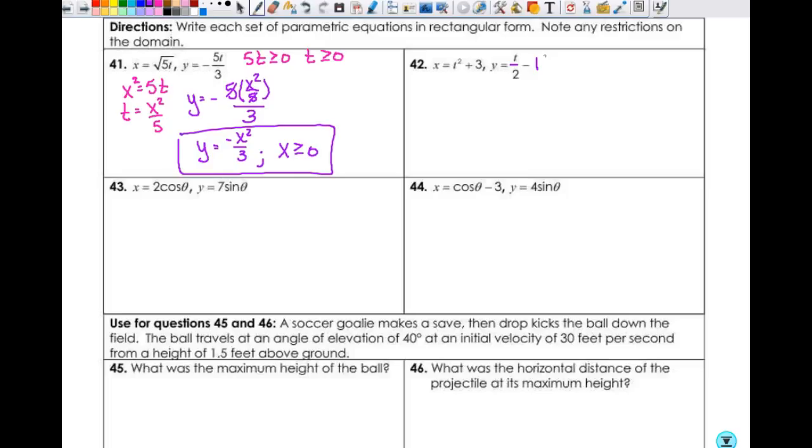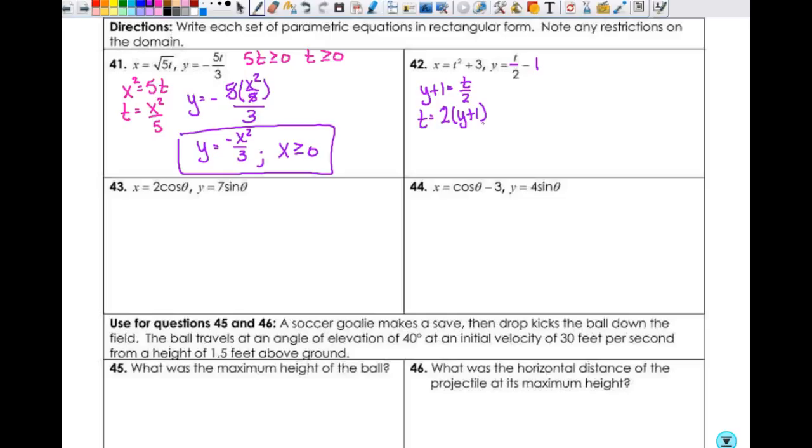Things just disappear. Here, I do not have any restrictions on the domain to begin with, so we'll just have to see if we do in the end. In order to decide which one to solve for, I would definitely solve for t and the y here. So this means I'm going to get y plus 1 equals t over 2. So that means that t is equal to 2 times y plus 1. And I can just leave it like that, or you could have multiplied it out. It doesn't matter.